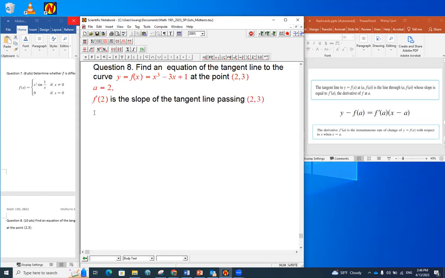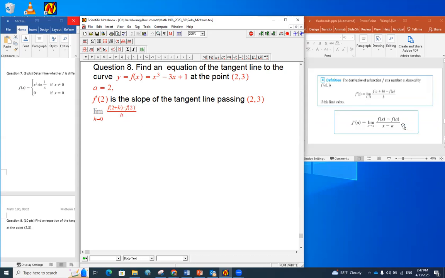So now we're going to find the derivative of f at 2, right? So we're going to set up the limit as h approaching 0 of f of 2 plus h minus f of 2 over h. Definition.